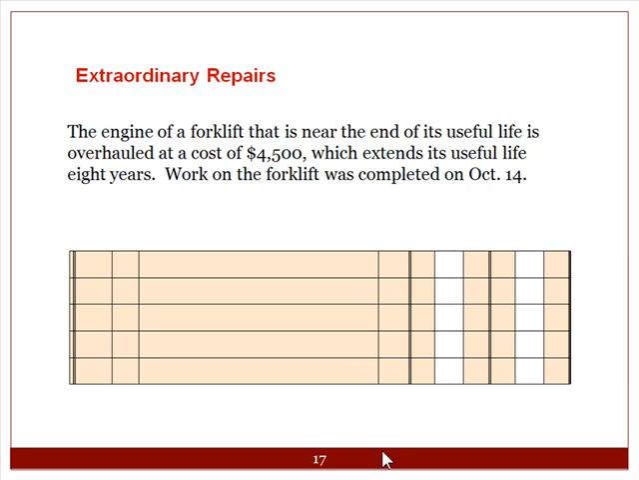An extraordinary repair, the engine of a forklift that's near the end of its useful life is overhauled and it costs $4,500. This extends the useful life. That's a capital expense.